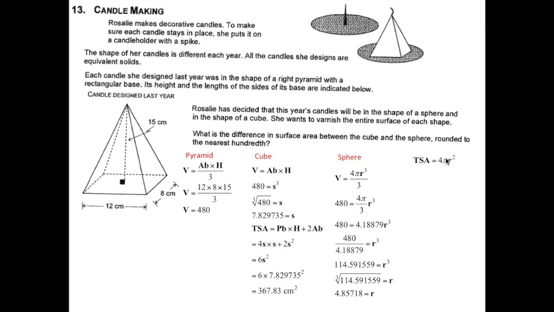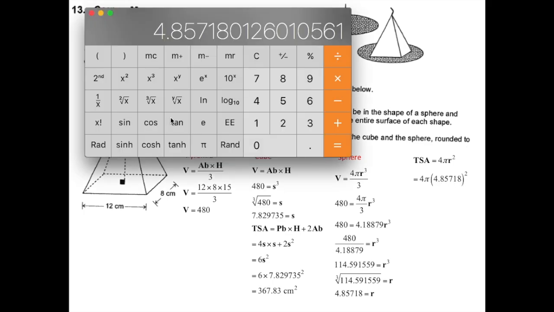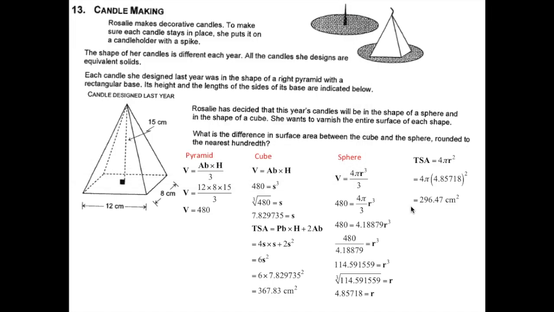so 4 pi r squared. And our r is 4.85718, so I'm going to replace the r with that number, and so our total surface area is going to be 4 times pi times 4.85718 squared. Handy dandy calculator time, so take that number, square it, and multiply by 4 times pi, and that gives us 296.4683. They only want this rounded to the nearest hundredth, so the 8 is going to tell the 6 to round it to a 7, like that. So 296.47 centimeters squared is the total surface area of the sphere.